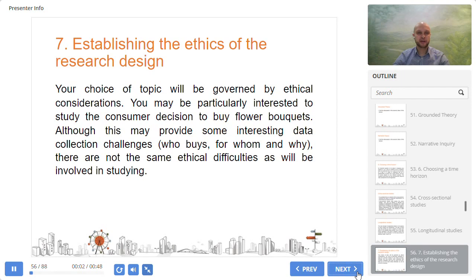Now it's time to talk about section number 7, establishing the ethics of the research design. Your choice of topic will be governed by ethical considerations. You may be particularly interested to study the consumer decision to buy flower bouquets. Although this may provide some interesting data collection challenges, who buys, for whom, and why, they are not the same ethical difficulties as will be involved in studying other topics. Please think about what type of ethical problems could appear here.